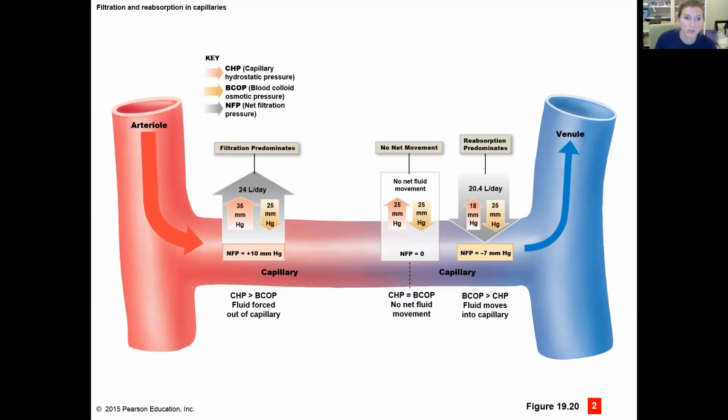So you have your arterial side, and then you have your venous side. Filtration dominates on that arterial side. Reabsorption dominates on the venous side, and there's no net movement about 2/3 of the way through. Overall, you have more being filtered out than being reabsorbed. That extra is being picked up by the lymphatic system.